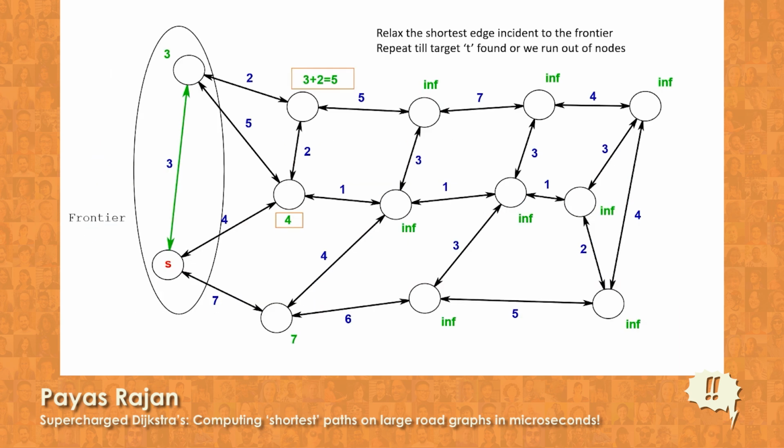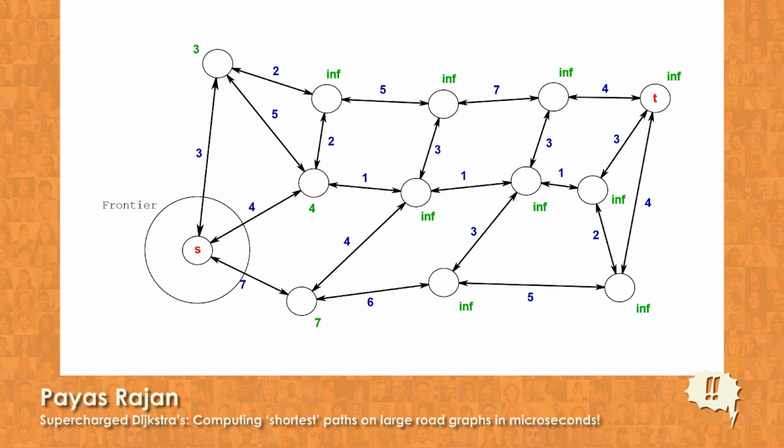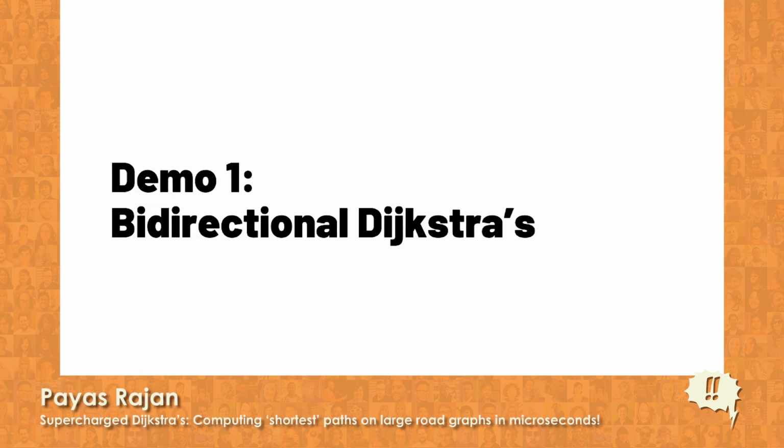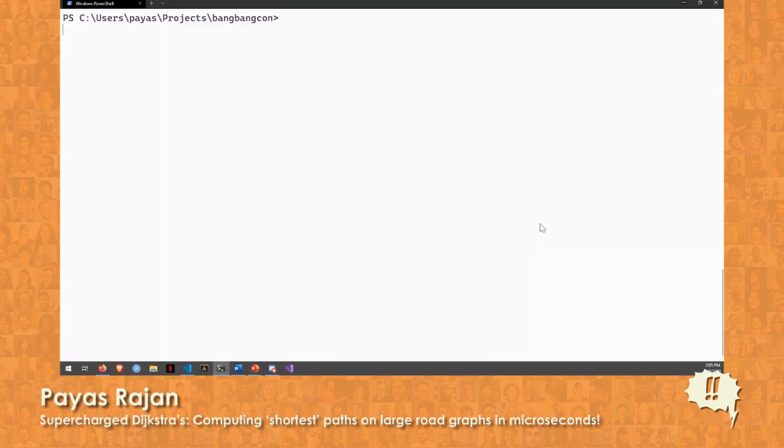What happens if you search from both the source and the target in opposite directions? You start developing one frontier from the source and another from the target, and wherever both of those frontiers meet, you should be able to find a shortest path. Ideally, that should help us settle fewer nodes, and it should work well. Okay, so let's see how well it works.